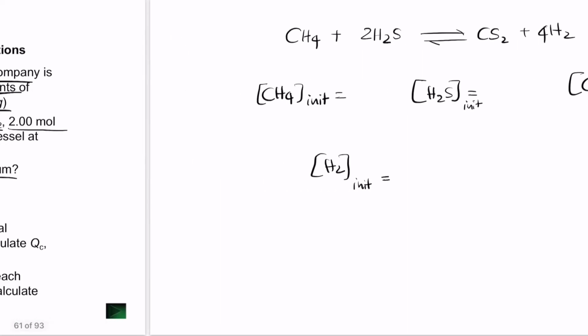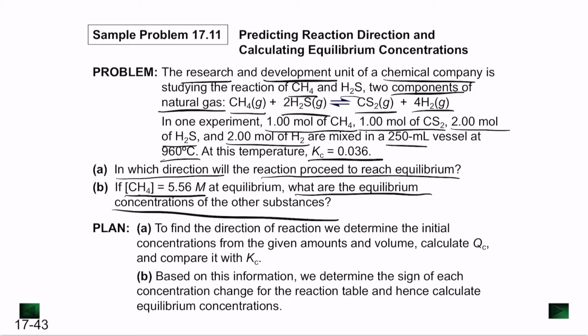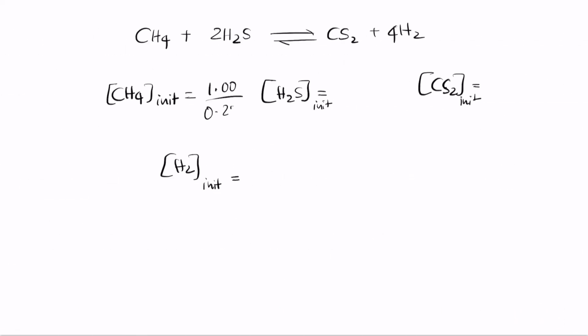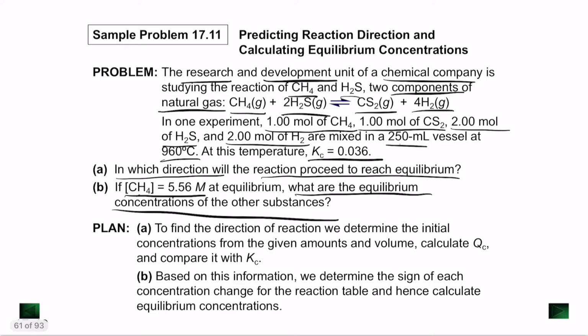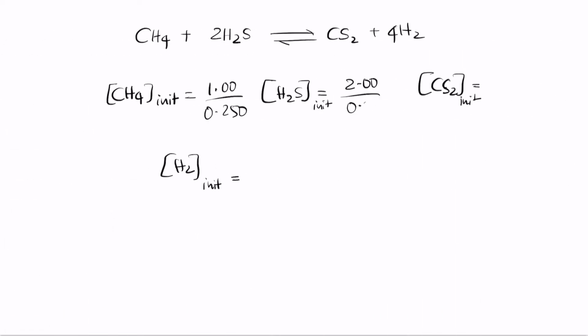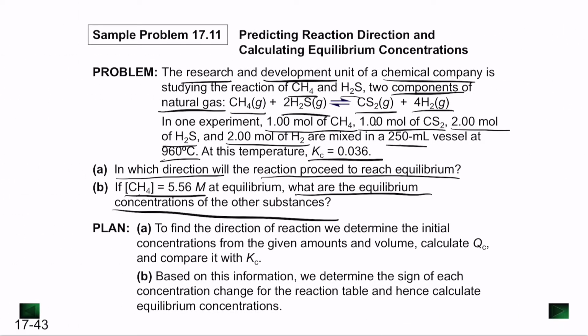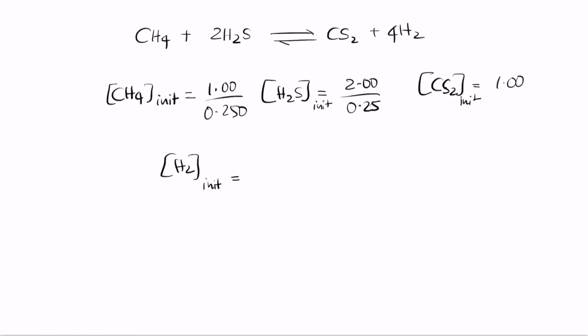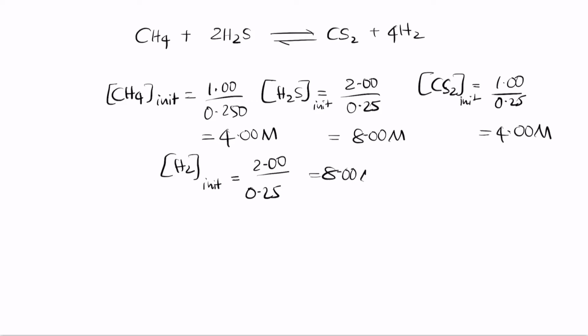So again, the same formula applies, number of moles by volume. The amount of CH4 is 1 mole over the volume of 250 ml, so it becomes 0.250, and H2S is 2 mole over 0.25. CS2 is 1 mole and H2 is 2 mole. So this becomes 4.00 M, this becomes 8.00 M, this becomes 4.00 M, and this becomes 8.00 M. So these are the initial concentrations.